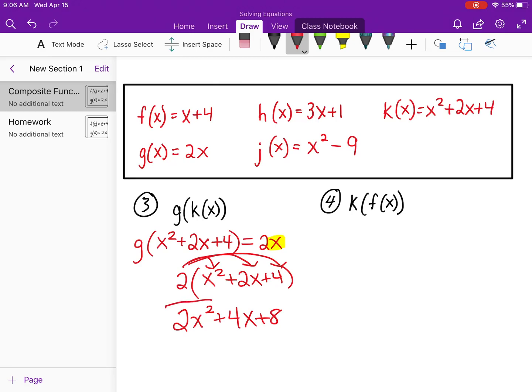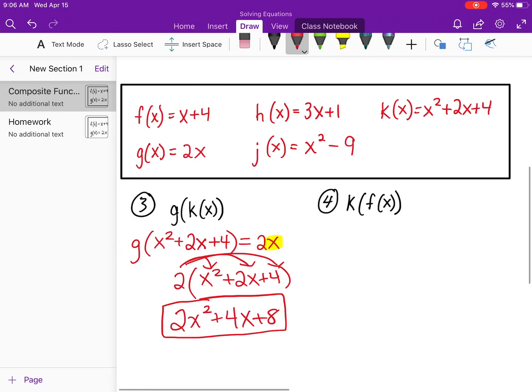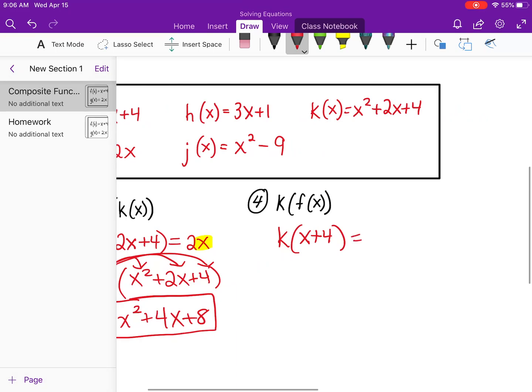Okay, so I just realized that I made my first 3 examples all pretty much the same thing, but this last example is not. This one is probably going to be the most difficult problem that we could encounter. So let's go ahead and take a look at this. K of f of x. Okay, so I know that k is on the outside. On the inside, I'll put f of x, which is x plus 4. So now I'm going to be taking my x plus 4, and I'm going to be putting that into the function x squared plus 2x plus 4, because that's k of x. Okay, that's exactly where I got that from.